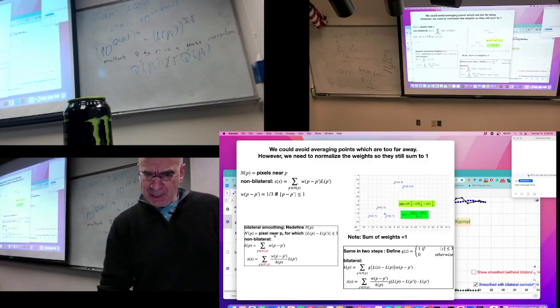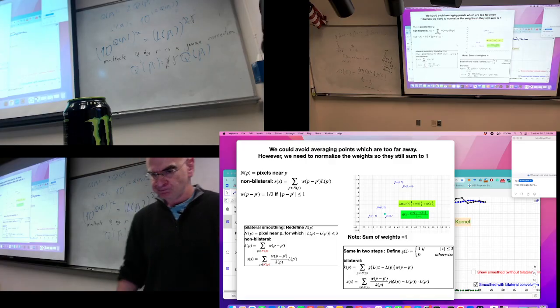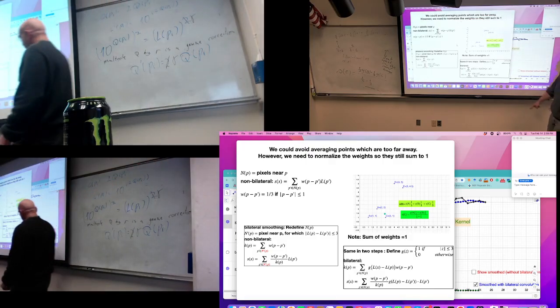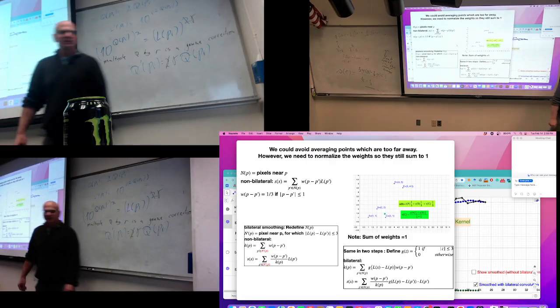So what do we call the bilateral function? Well, we are adding a new function, g, where g of L, let's try to increase it a bit.